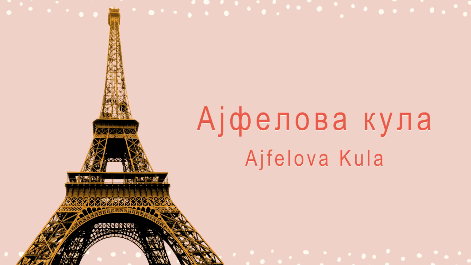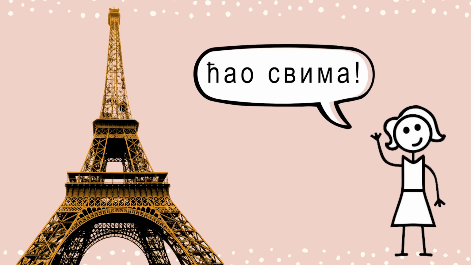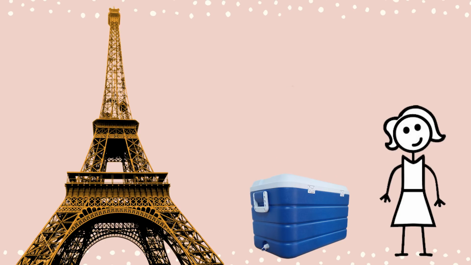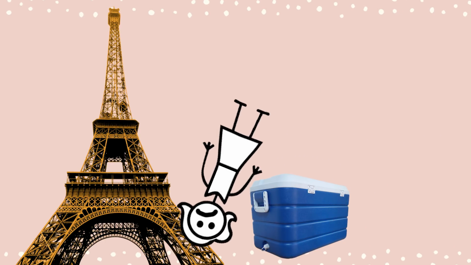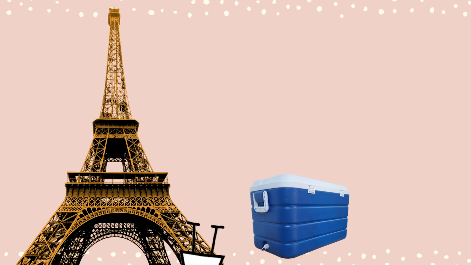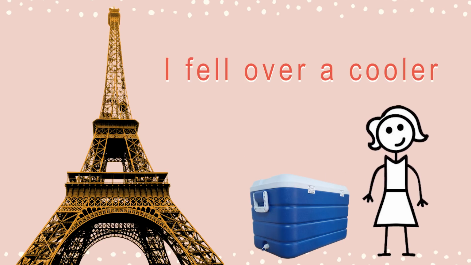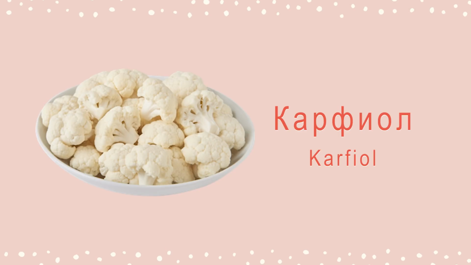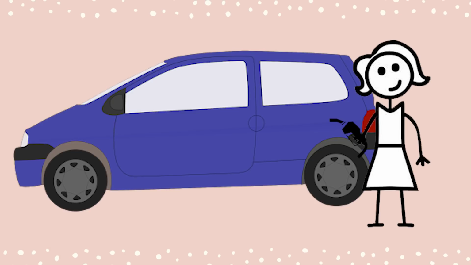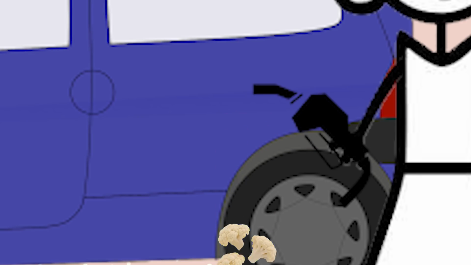This whole story-making idea is also how I learned Serbian words. Na primer, the word for Eiffel Tower in Serbian is Eiffelova kula. How I remember this word is I imagine myself standing in front of the Eiffel Tower, and I imagine that there's a cooler in front of me. And then I walk over to it and I fall over the cooler in front of the Eiffel Tower. It becomes I fell over cooler. Another one of my favorites, which I used very early on, is the word for cauliflower, karfiol. What I imagine is filling my car up with car fuel made out of cauliflowers.